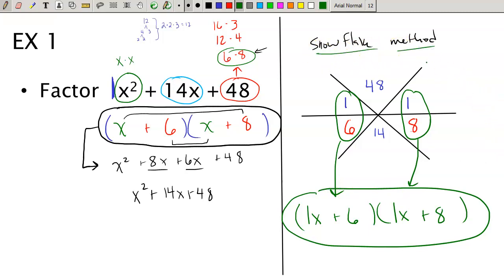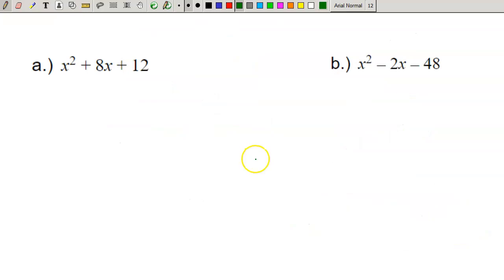The nice thing about that method is that it scales pretty well, meaning as the problems get harder, like in section 4.4, as they get a little bit trickier, the snowflake method gives you a little bit more structure to follow. So as we go through this, I'm going to show you both methods. I'll speed it up as we go along, but pick whichever method is easiest and makes sense to you. All right, so if you look at the next ones, here's some practice problems.